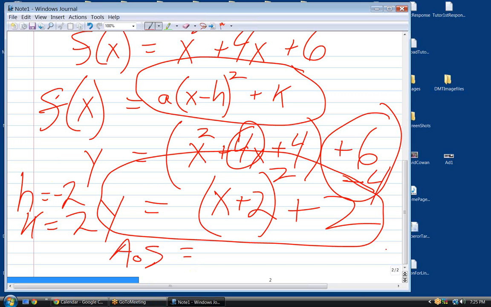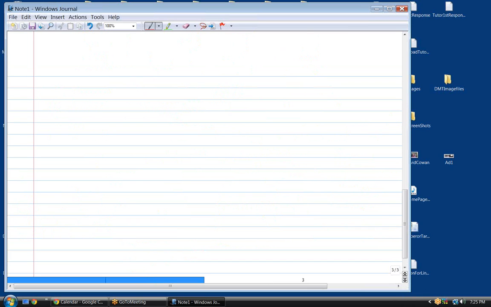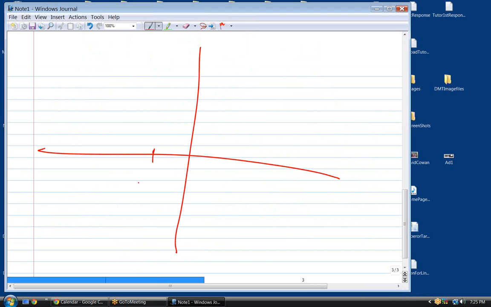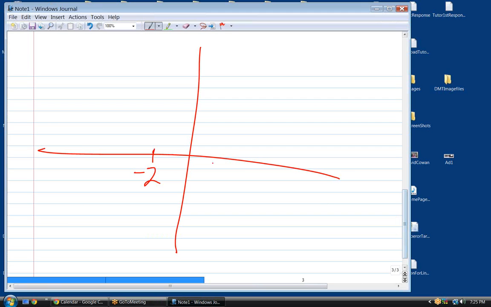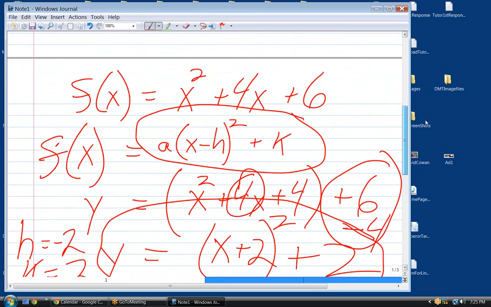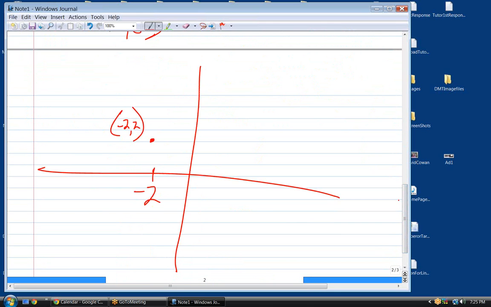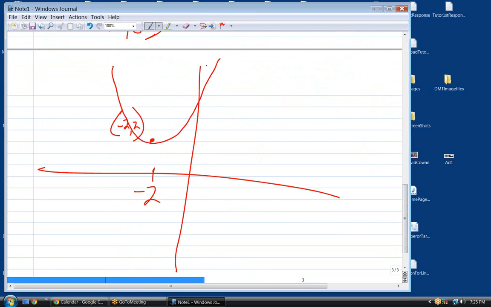It's a vertical line. In other words, we're talking about a parabola. H is minus 2. K, what was k again? 2. Okay, so k is plus 2. So there's the vertex, minus 2, comma 2. And does this parabola open up or down? Up. Okay, so if that's the vertex, it's got to look like this. Something like that, maybe not precisely like that.